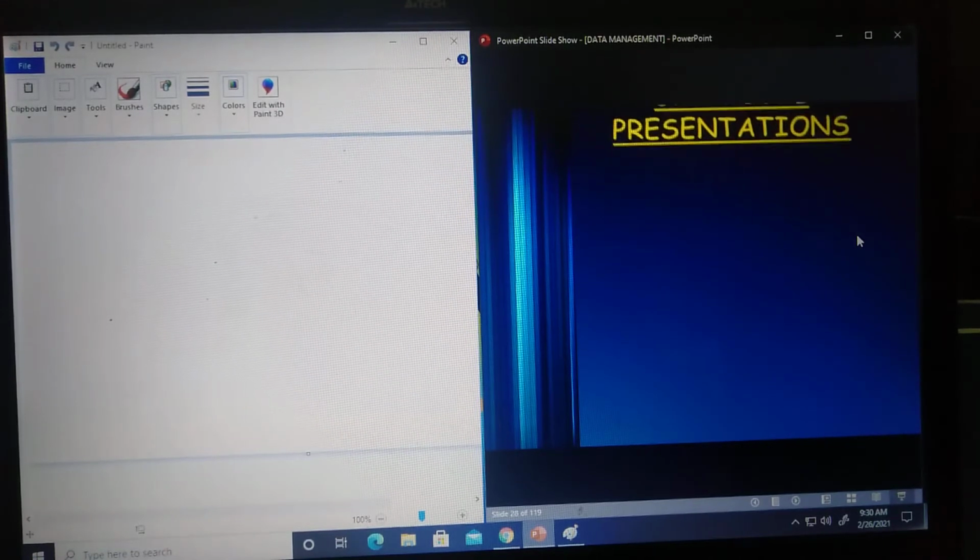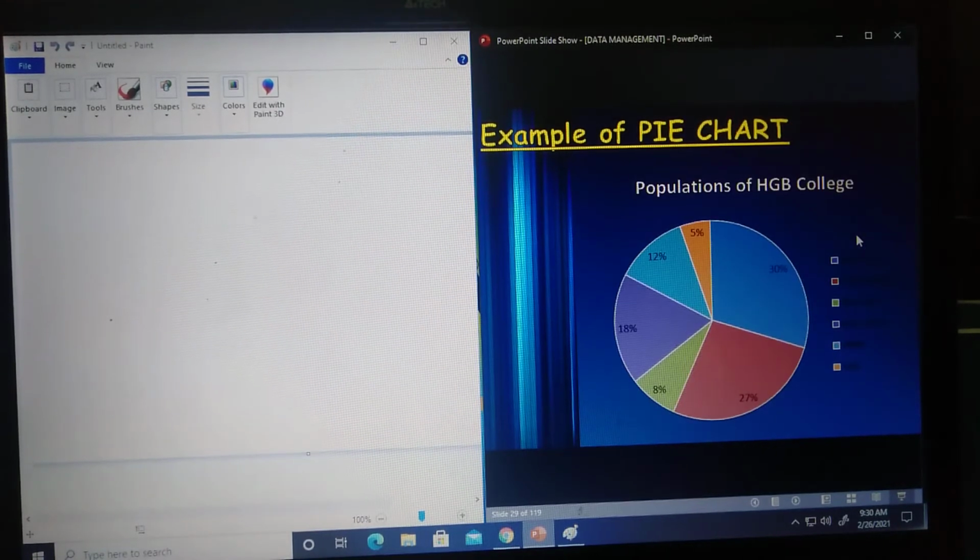Okay. So, yan yung isang example ng isang circle graph or the pie chart. Pie chart is composed of a 100%. Okay, 100% ang kabuuan yan. So, parang yun example natin na populations ng HGB college. So, 30% ay from education, and then followed by criminology with 27%, and so on and so forth. Ayan.